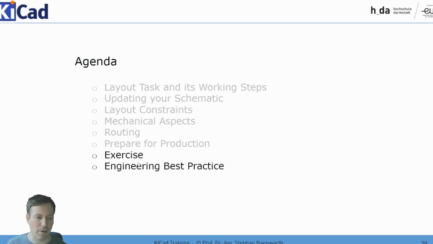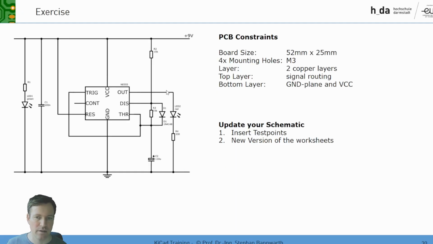Now let's talk about the exercise for you. Your exercise is now to enter our circuit, which I just showed you, on your own into KiCad. Use the same PCB constraints, 2-layer board, M3 screws, signal routing, ground plane, and VCC for the bottom layer. Update your schematic, insert test points, and make a new version of your worksheet. So that's the exercise you should do based on this training.